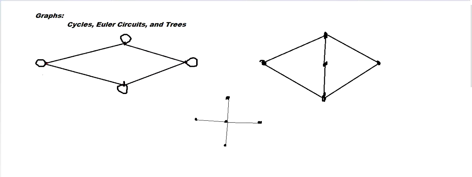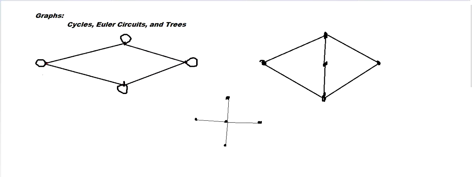And this graph here, we've got 5 vertices, and then number of edges, it's like 6 edges. We've got this center vertex here, and then this graph also has 5 vertices, and then 4 edges.